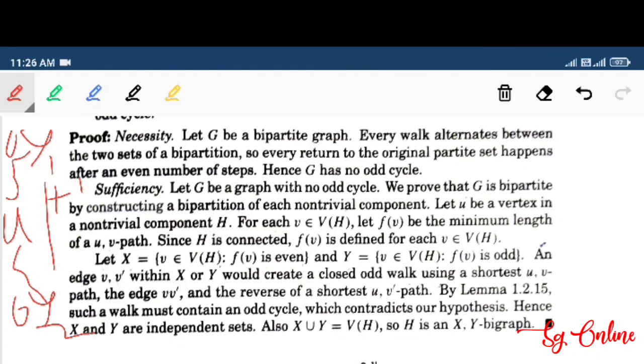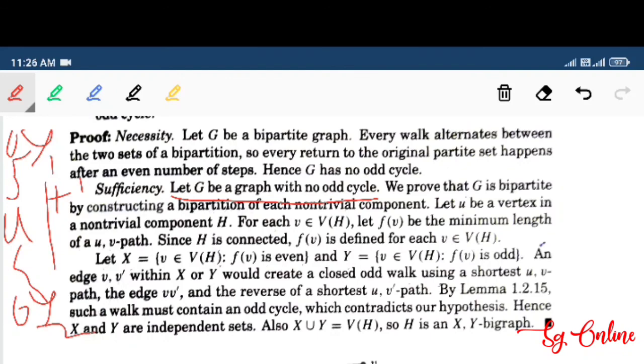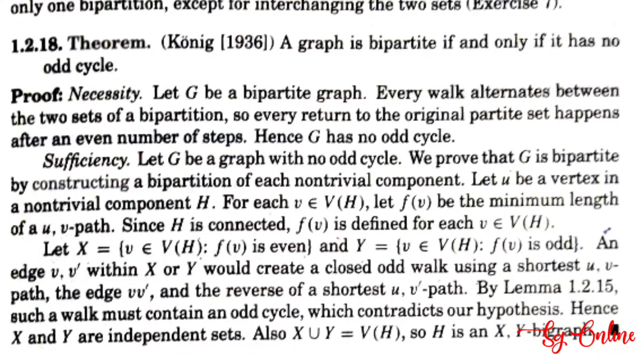So in this case also we get a contradiction, as the graph contains no odd cycle. So there are no two vertices in y which are adjacent to each other, and therefore this forms a bipartition of the component, and the component becomes a bipartite graph. Putting together all these components, the whole graph becomes a bipartite graph.